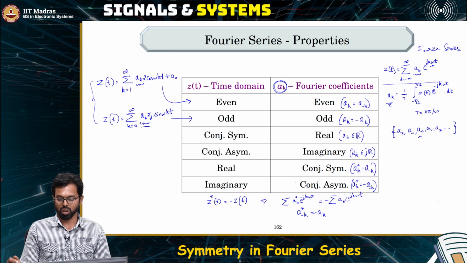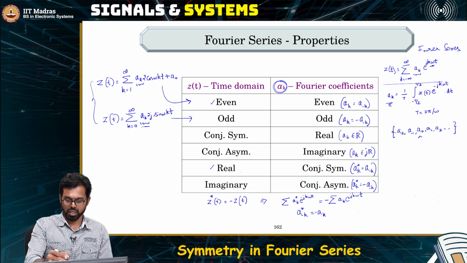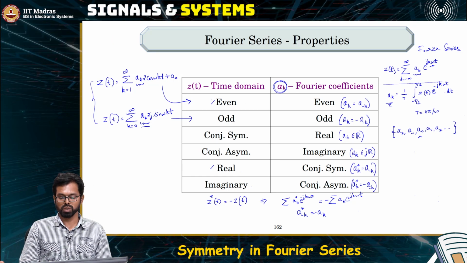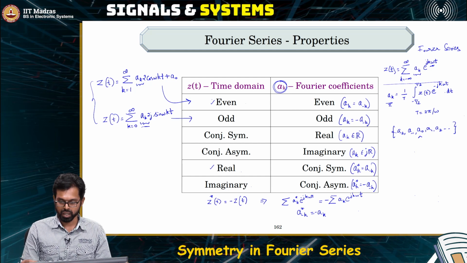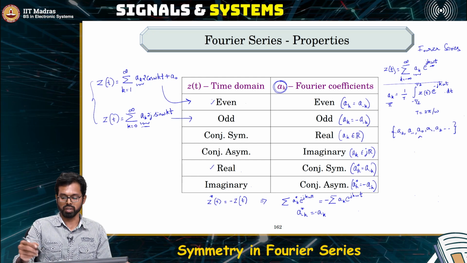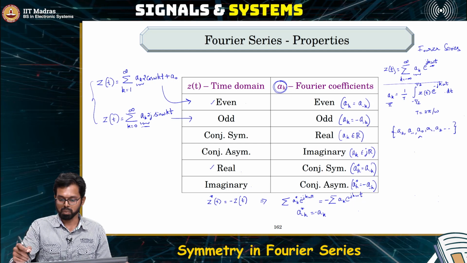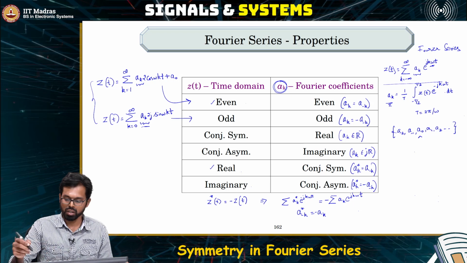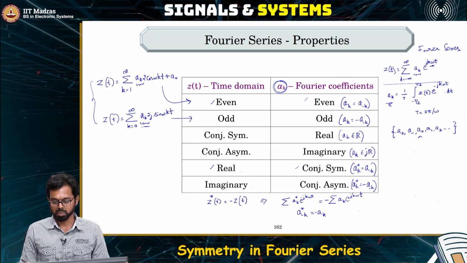So now we can have combinations of these things. So we can have a real signal which is even. If a signal is real in the time domain, it has to be conjugate symmetric and it also has to be even. So we can combine these two. What happens when you combine real and even? The Fourier series coefficients have to satisfy both these properties.